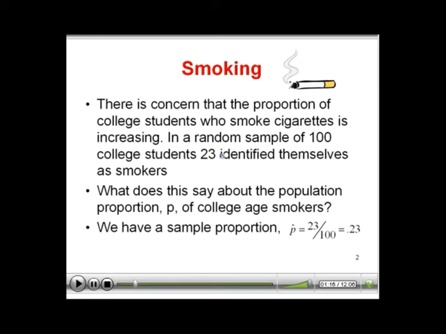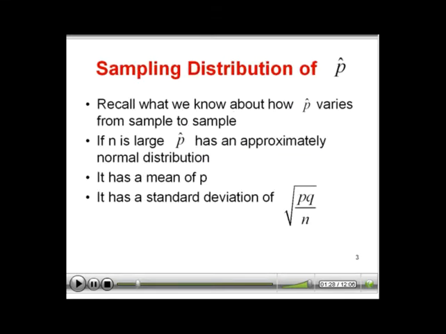Confidence intervals are one of the most common tools of inference. They allow us to be precise when someone asks us how sure we are of an answer. What we do know about sample proportions is that they vary from sample to sample, and that when the sample size is large, they are approximately normally distributed. The center of this normal distribution is the true proportion, and the standard deviation of this graph of sample proportions has the formula the square root of p times q divided by n.